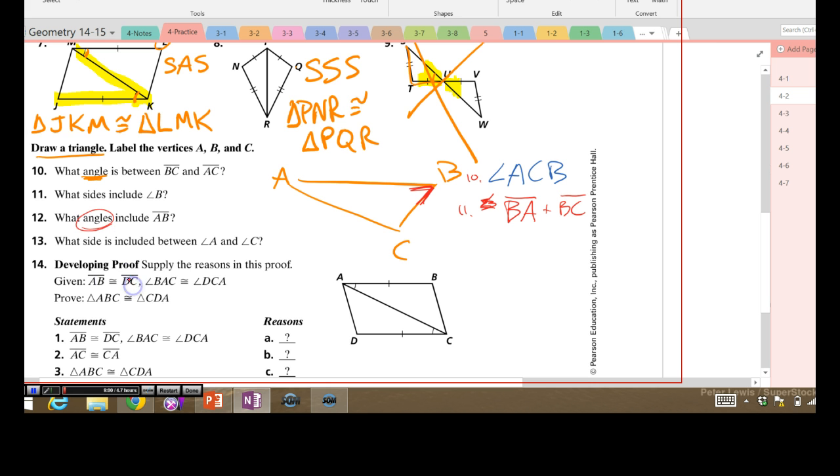Number 12, what angles include this segment, AB? Well, that means that there's an angle over here and an angle over here that are on either side of this segment. So that would be angle CAB and angle CBA. What side is included between angle A and angle C? Well, between angle A and angle C, I've got segment AC.